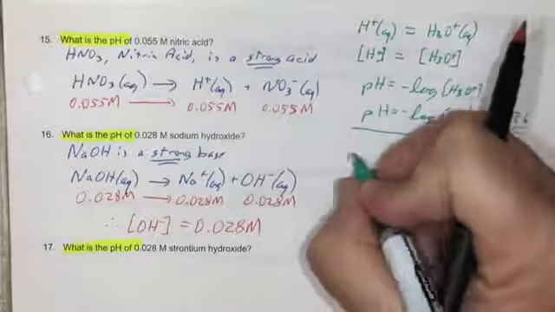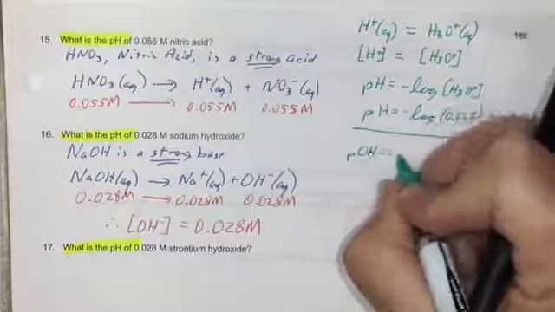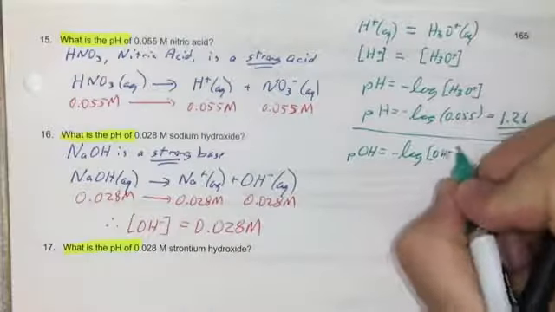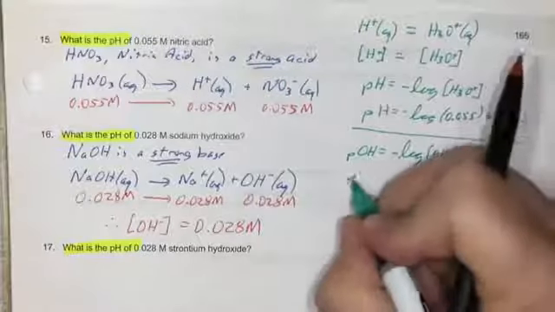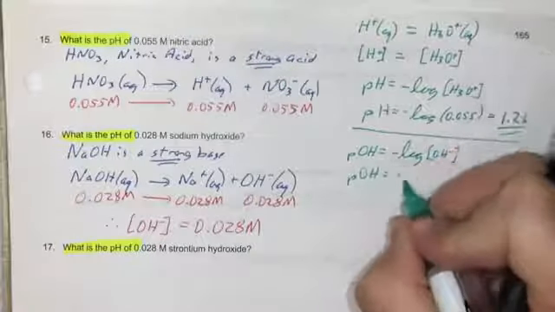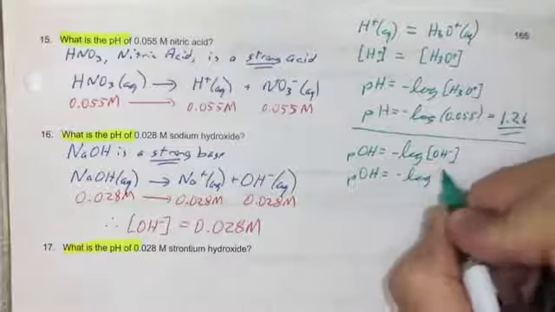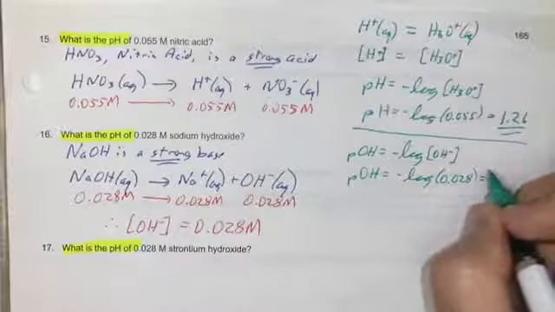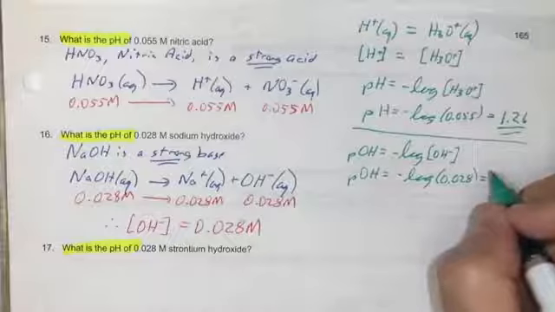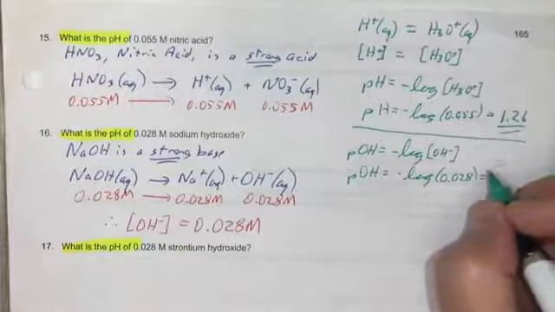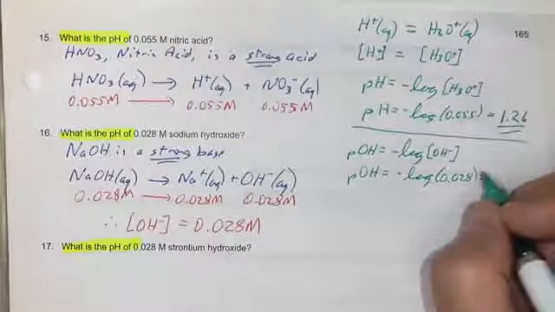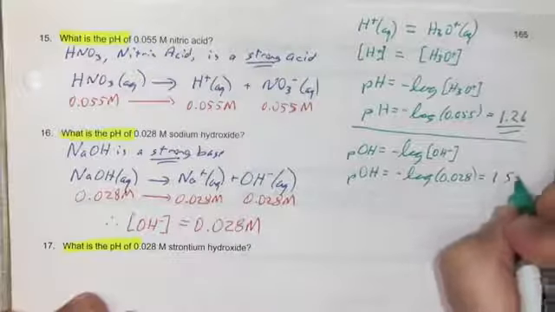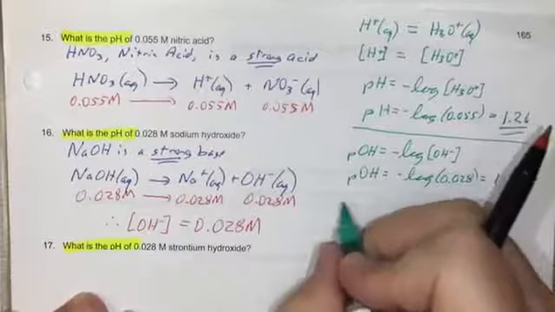So in this case, pOH is equal to negative base 10 log of the concentration of hydroxide. pOH is equal to negative log of 0.028. And when we calculate that out, the pOH calculates out to be 1.55. So that's what the pOH is.